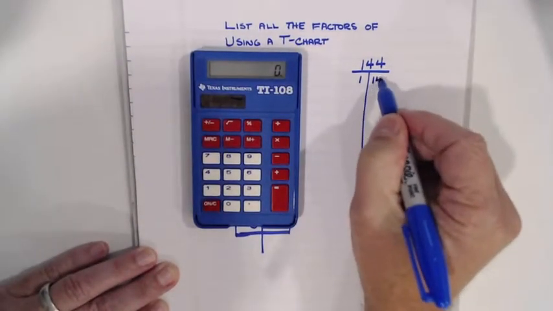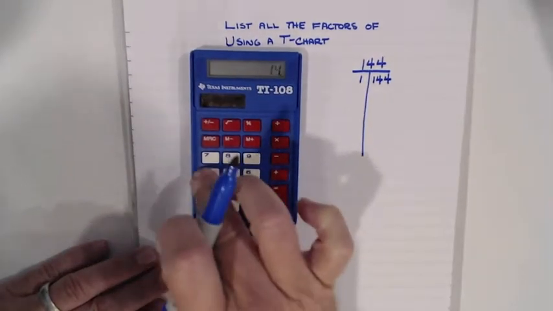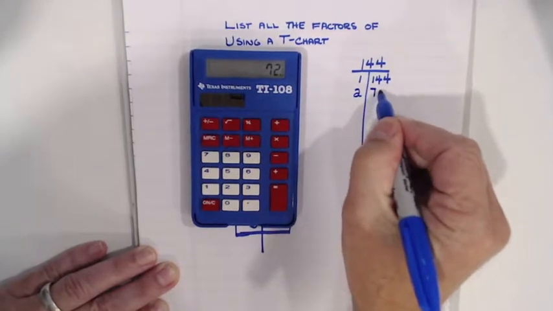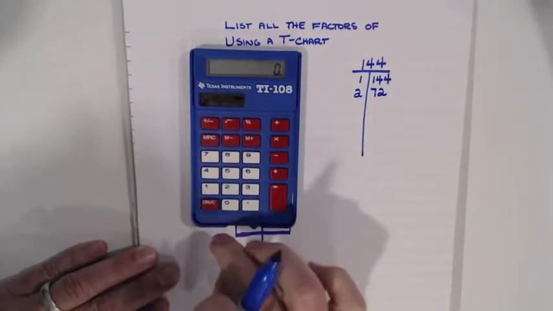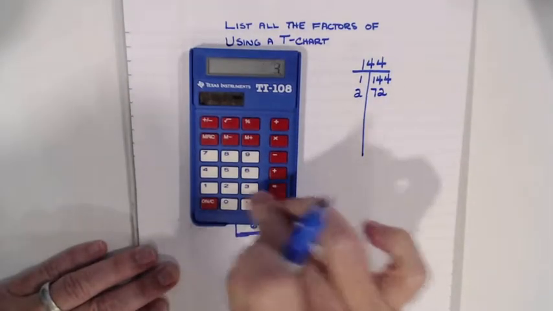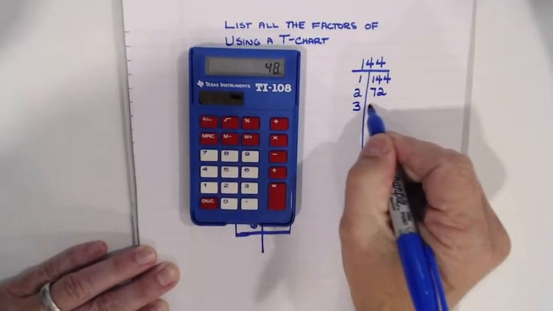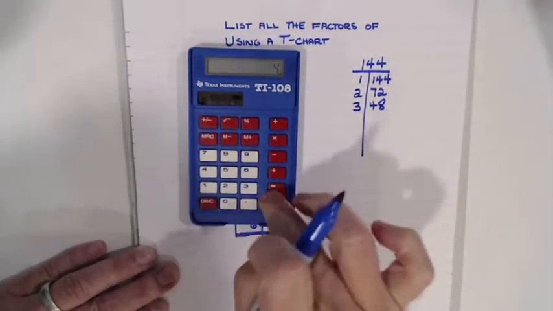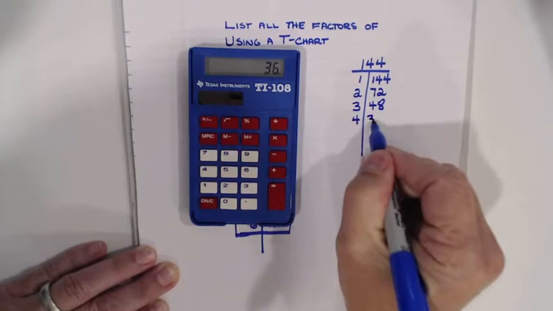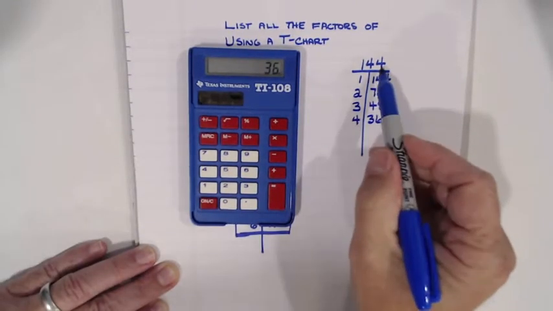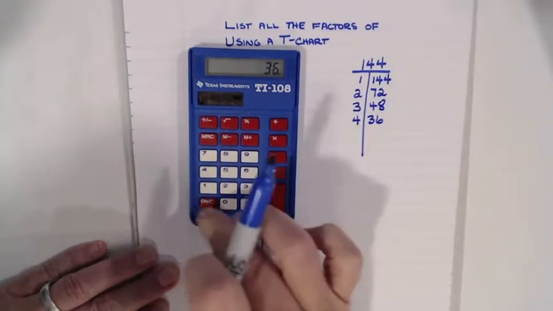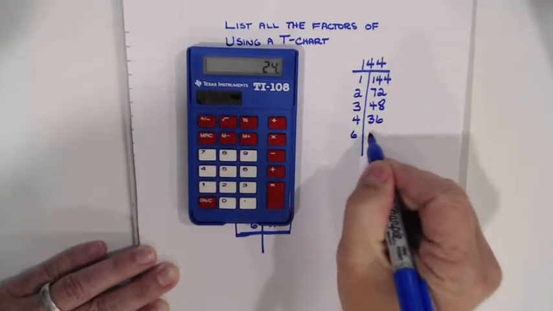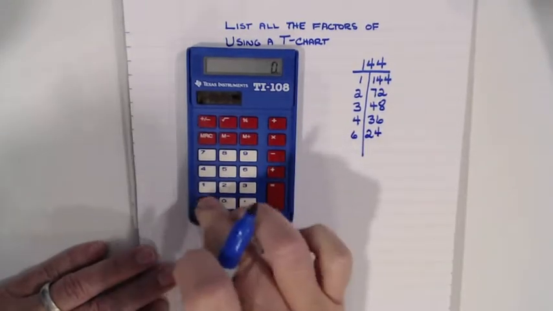1 and 144. Let's see, 144 divided by 2. 2 and 72. Well, let's see if 3 will go into 144. 144 divided by 3. 3 and 48. Then I check 4. 144 divided by 4. 4 and 36. I know I shouldn't check 5 because it doesn't end in a 5 or a 0. But let's check 6. 144 divided by 6. 6 and 24.